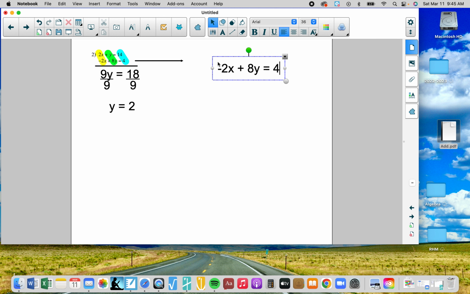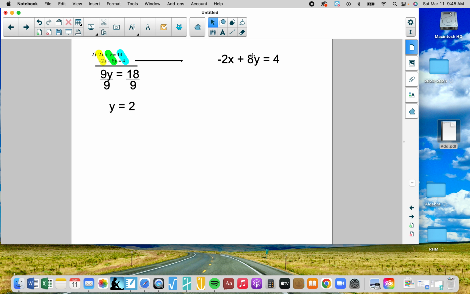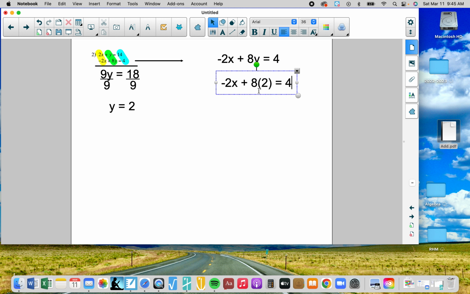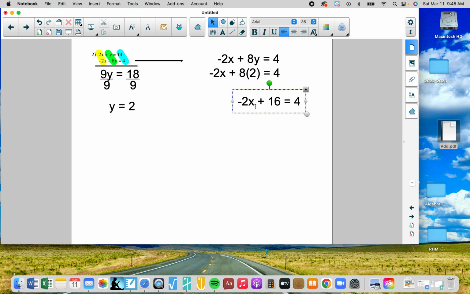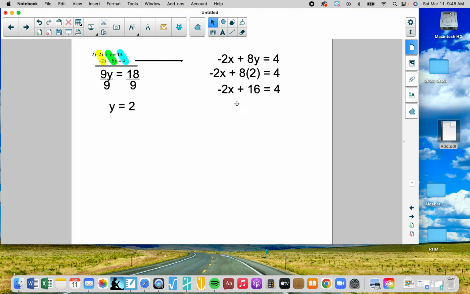8y equals 4. And we're going to substitute this value, y equals 2, in for that equation. So instead of writing negative 2x plus 8y, we're going to write negative 2x plus 8 times 2 equals 4. We're going to simplify before we isolate. Negative 2x plus 16 equals 4. We've simplified both sides. Now we're going to isolate x.